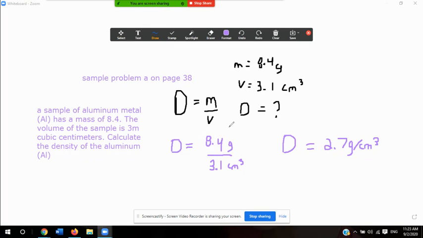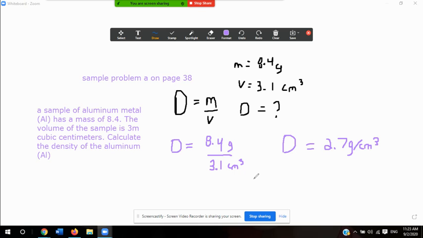Again, ladies and gentlemen, all I did was get the information from the problem. They gave me the mass of the sample, which is 8.4 grams. Then the story problem also gave me the volume, which was 3.1 centimeters cubed. What I need to calculate is my density. The formula is D equals M over V, where M is substituted by the mass, 8.4, and the volume, V, is substituted by 3.1.